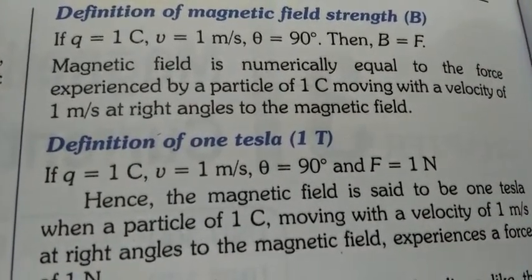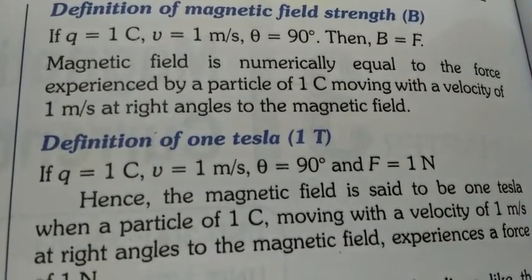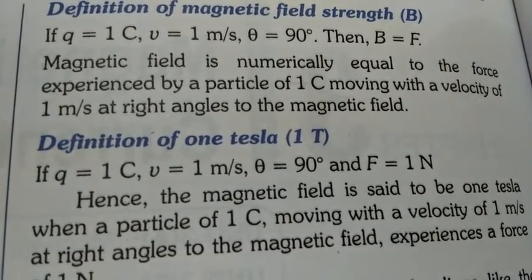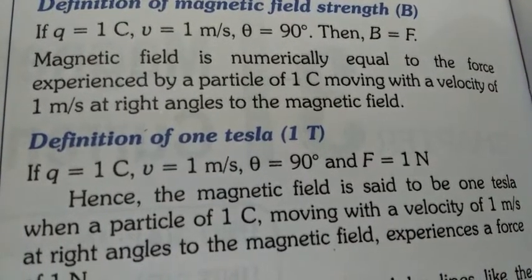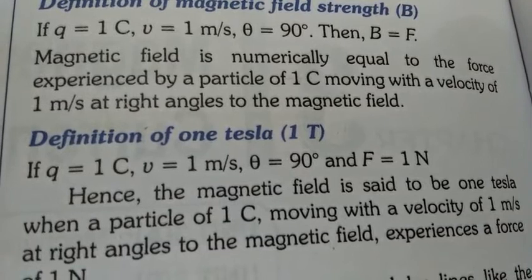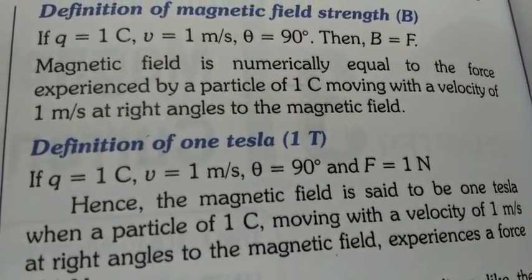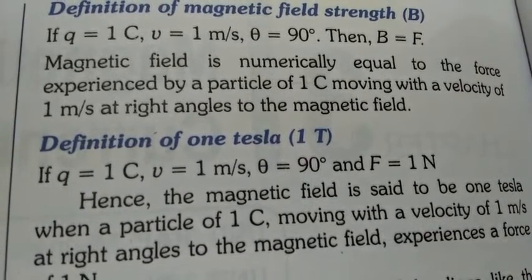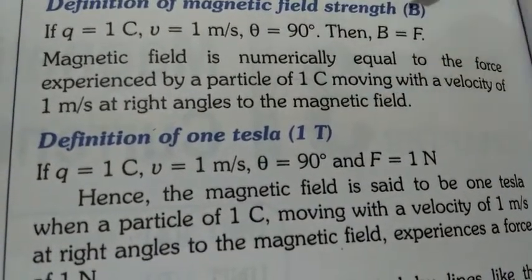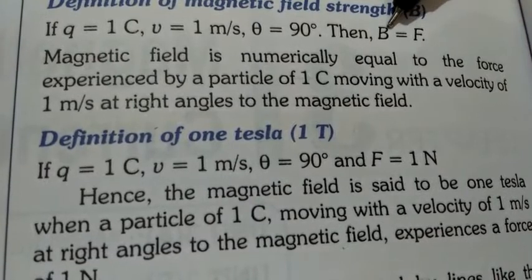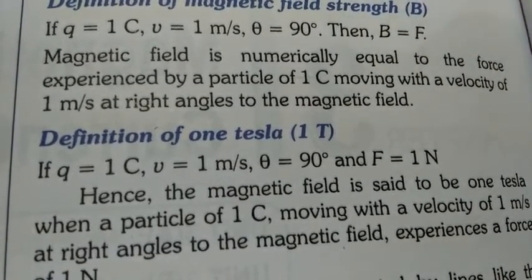So B becomes F under one condition. Which condition? The magnetic field is numerically equal to the force experienced by a particle of 1 coulomb moving with a velocity of 1 meter per second at right angles to the magnetic field. So whatever values we have put, those are the conditions. When these conditions are fulfilled, the magnetic field will numerically be equal to the force experienced by that particle.